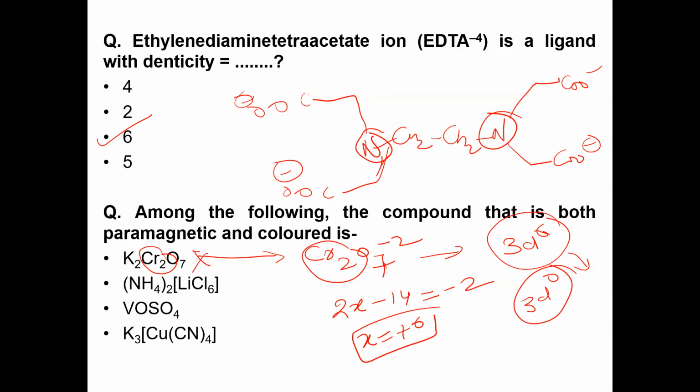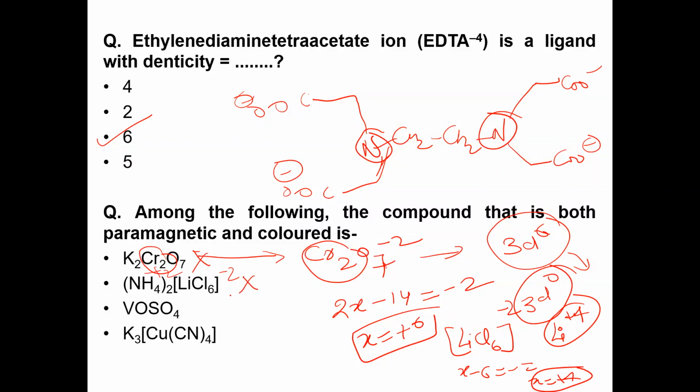Okay, if I talk about this one, that is basically ammonium 2, so that will be plus 2 here, and it will be like this, LiCl6 minus 2. Okay, so what will be the oxidation state of lithium here? X minus 6 equals minus 2, that is x equal to plus 4. And lithium has atomic number of 3. How can it lose 4 electrons, right? So that is also an incorrect option.